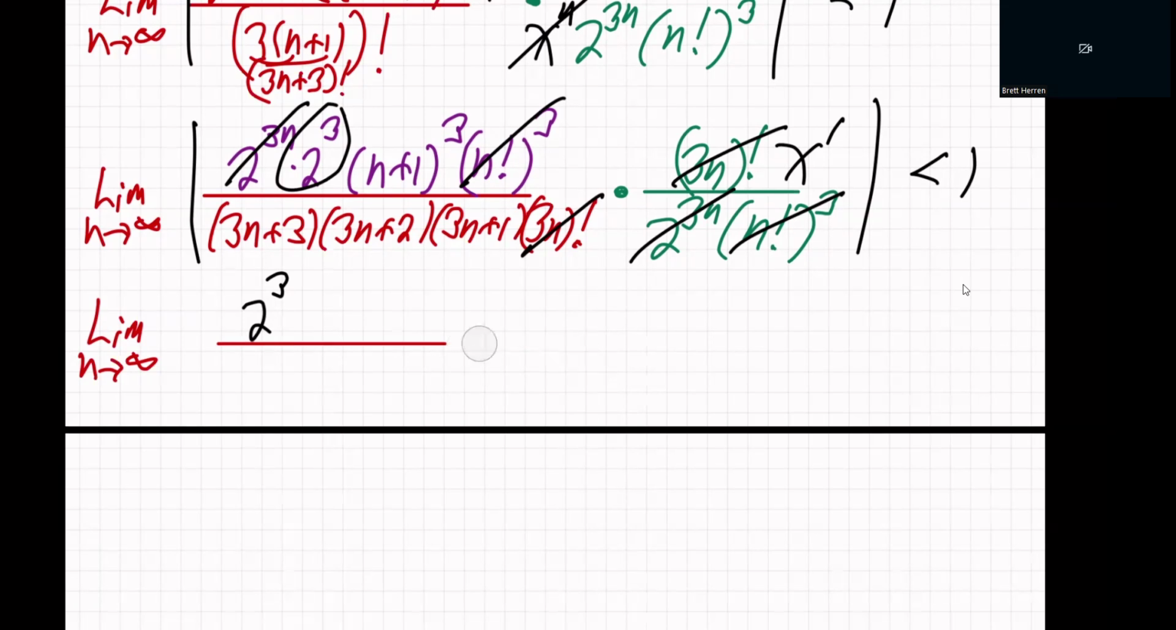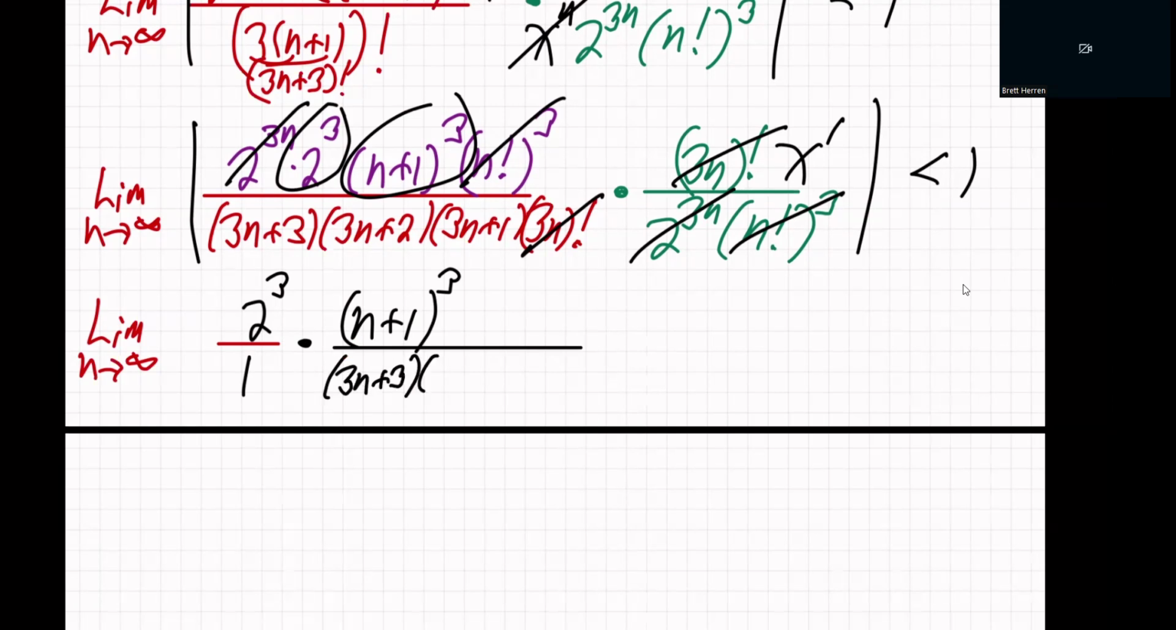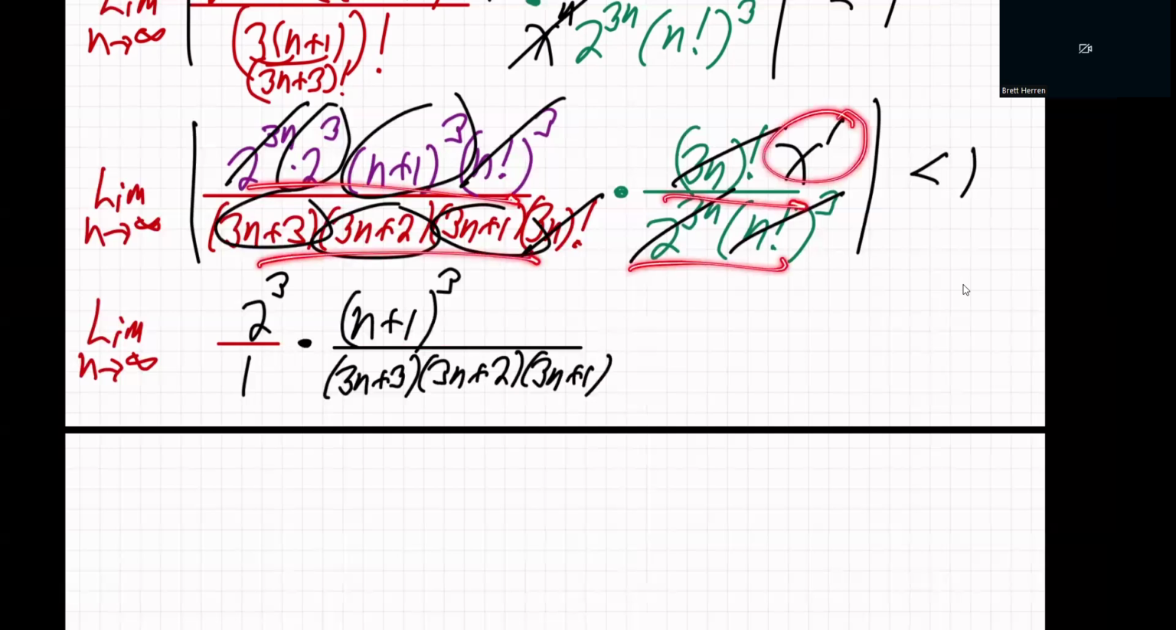Yeah. And then I always put all the n stuff together. So 2 n cubed over 1, I guess. Then I'll put all the n stuff together, which is what? (n plus 1) cubed, circle that, over (3n plus 3), (3n plus 2), (3n plus 1) equals 1, right? Boom, boom, boom. Now, is everything circled or crossed out? It is.